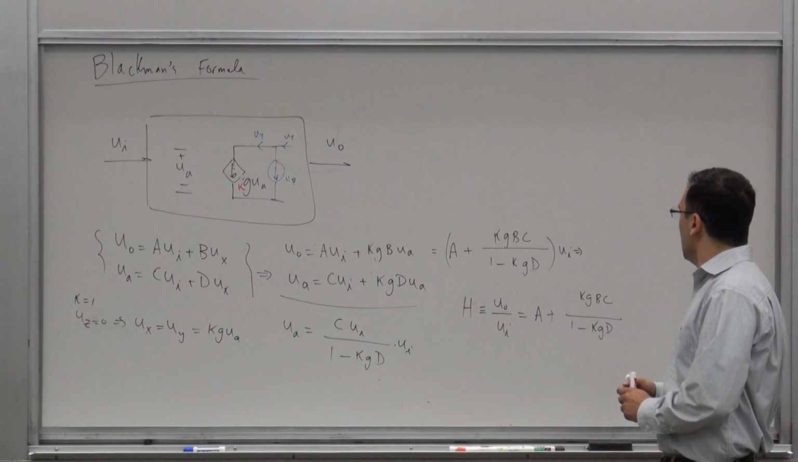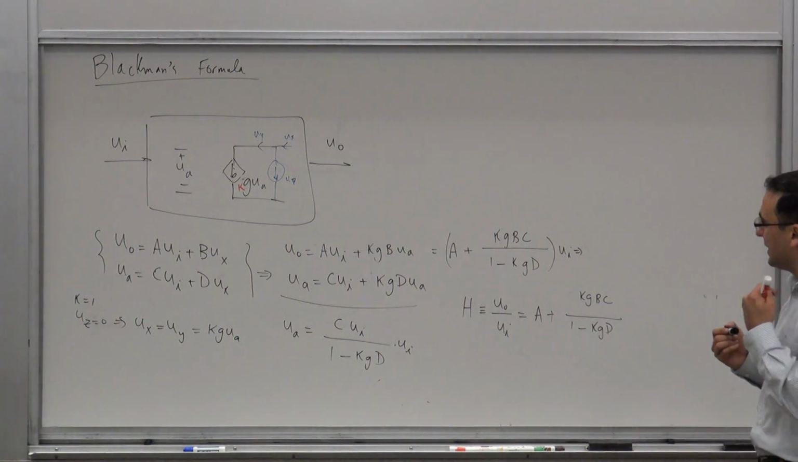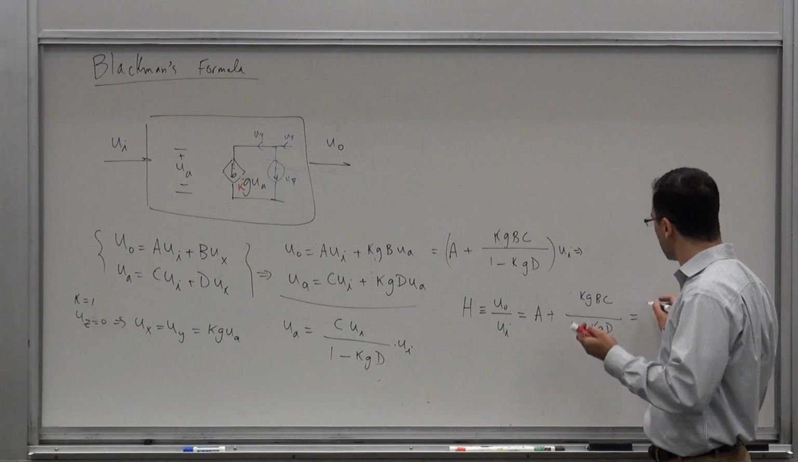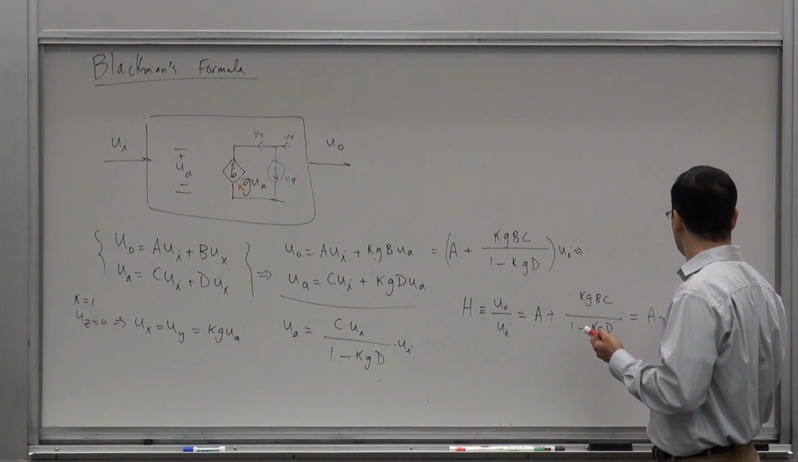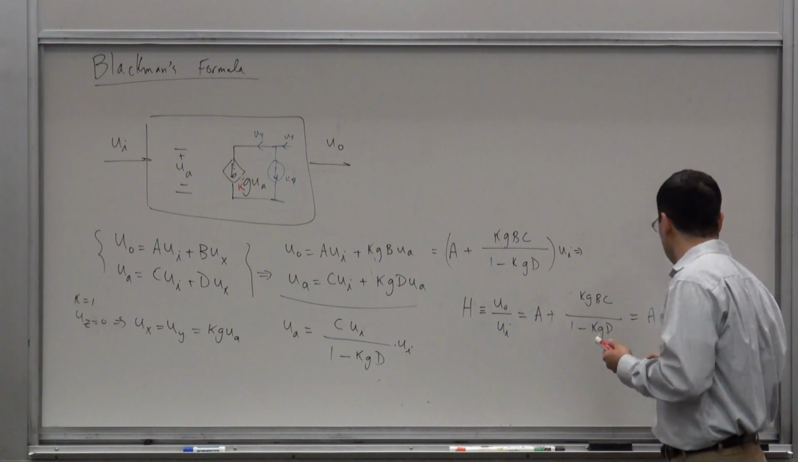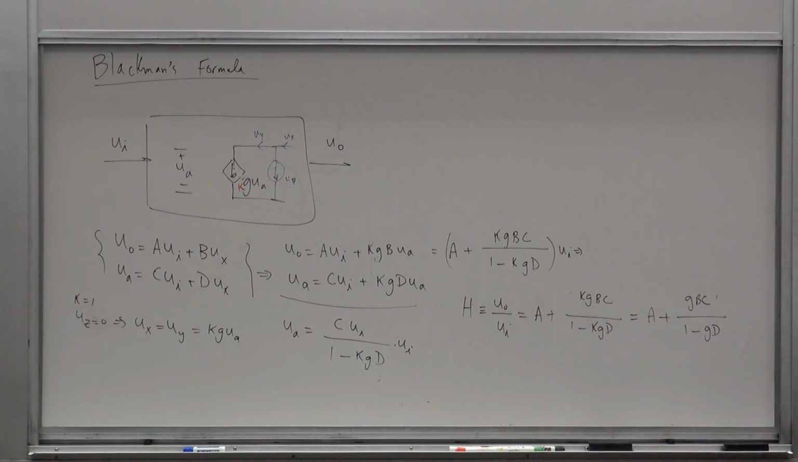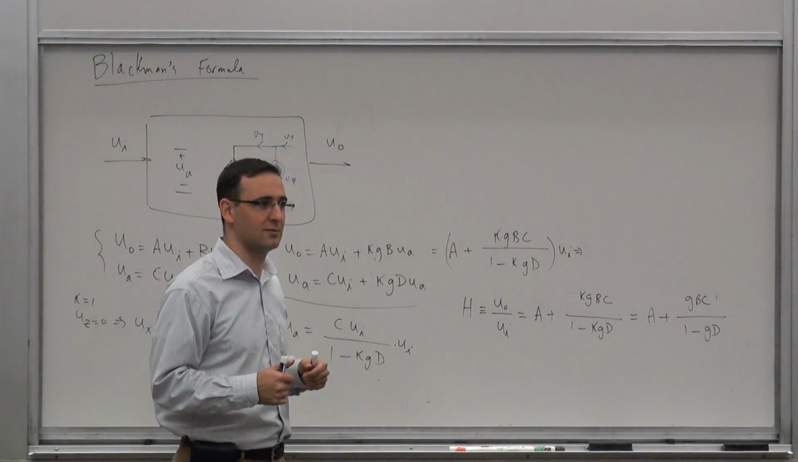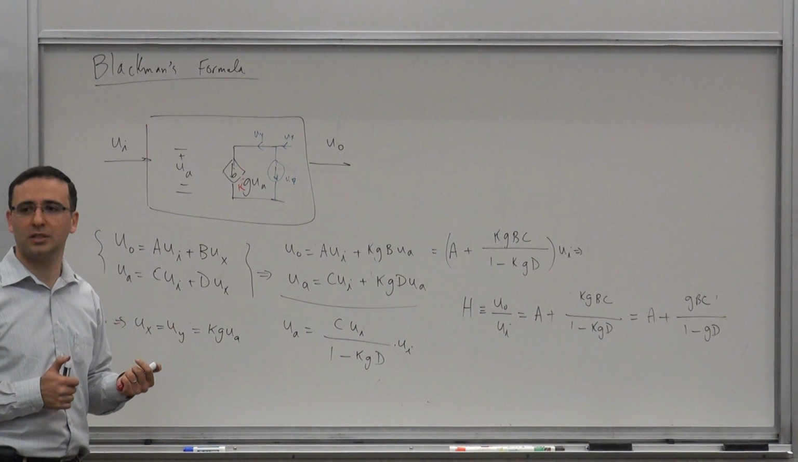Now, we did two things. First, we determined this for K equals 1, so this becomes A plus GBC over 1 minus GD. This is the transfer function in general. But we said that UI and UO could be voltages, currents, or different things, different ports. One of the things they could be is the voltage and current of the same port. One could be the voltage and the other the current of the same port.